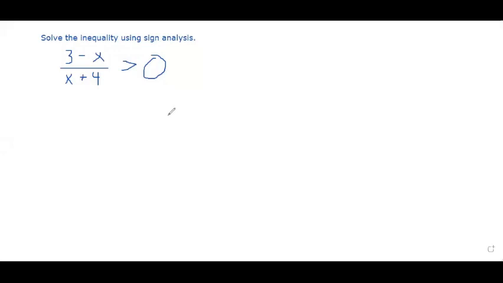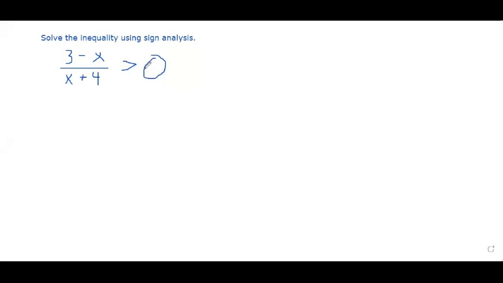Hello. For this session, we're going to discuss the following problem. The instructions are to solve the inequality using sign analysis. And the inequality here appears to contain a rational expression that is set to be greater than 0.